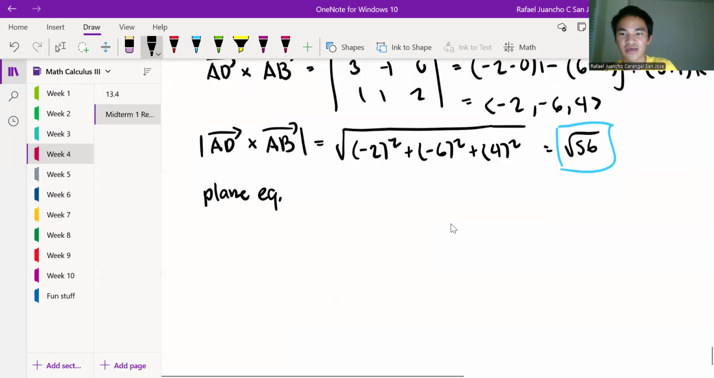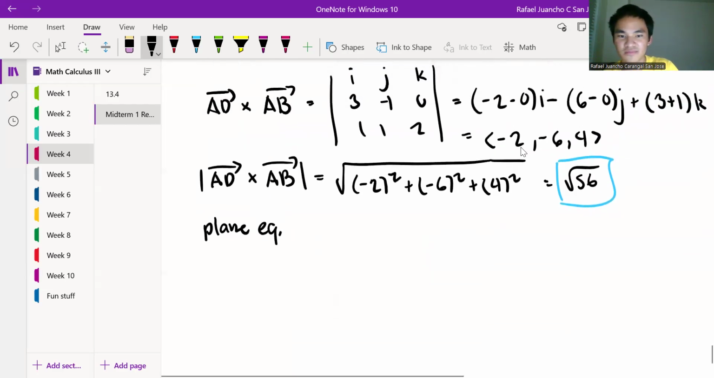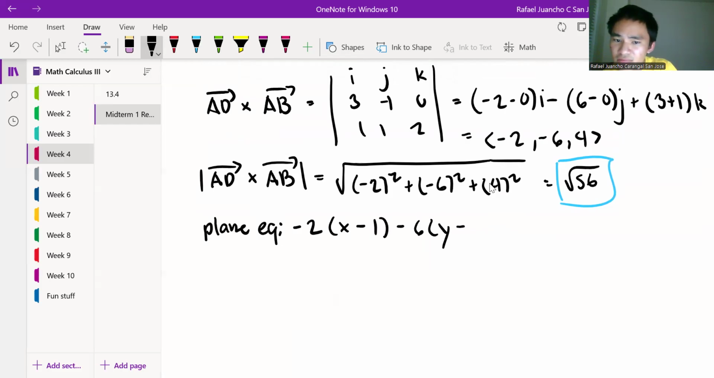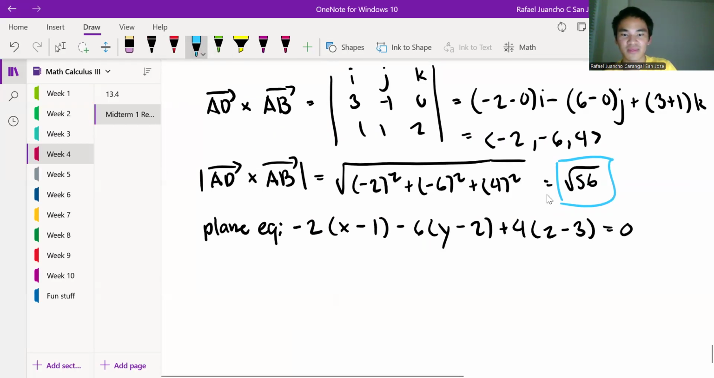well, it's just A, B, C, the normal vector. So it's just this one, -2 (x minus 1), -6 (y minus 2), plus 4 (z minus 3). Done. That's my plane.